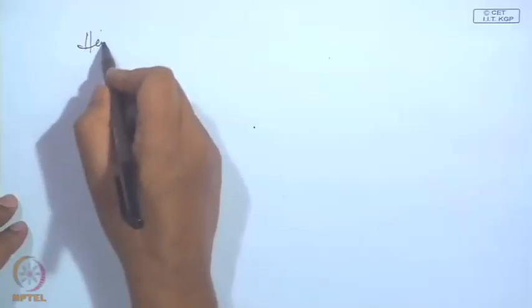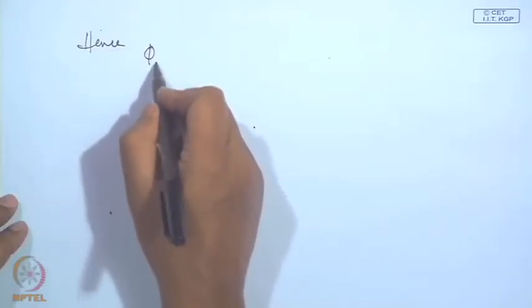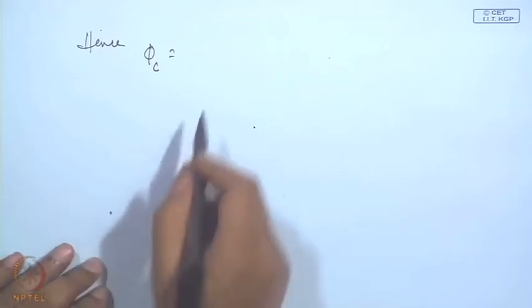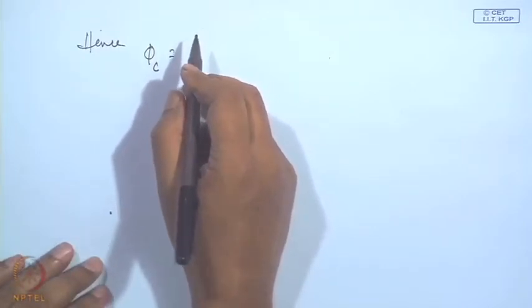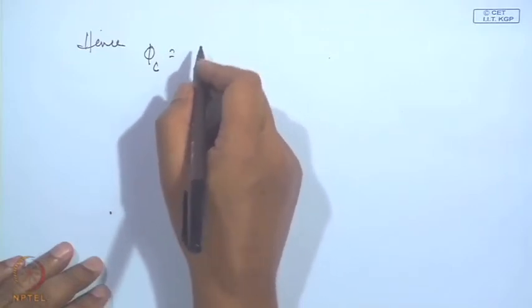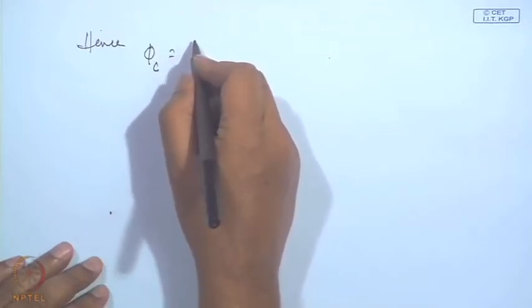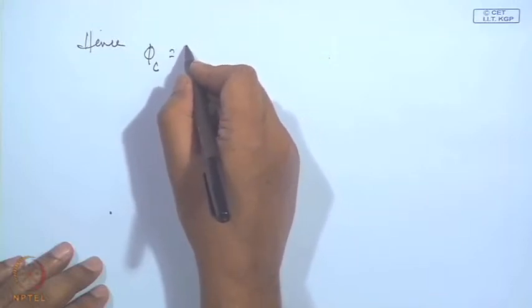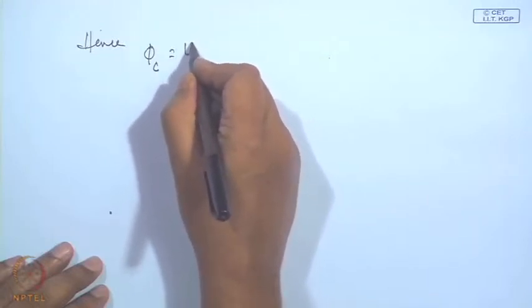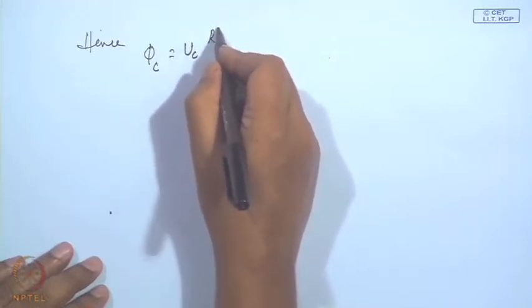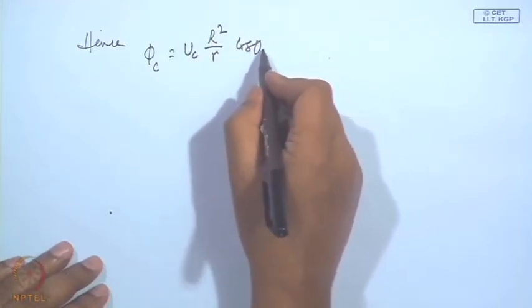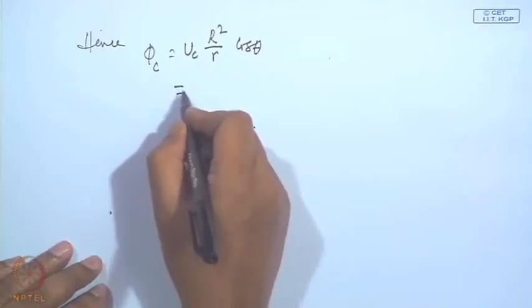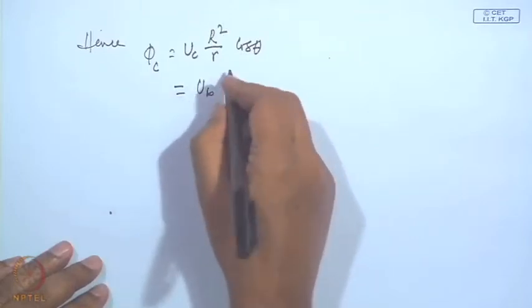And this then gives the cross flow potential to be mu cos theta by r, that is u c r square by r cos theta, and u c we can write as u infinity alpha.